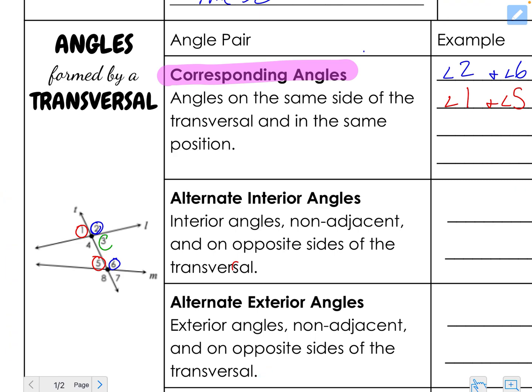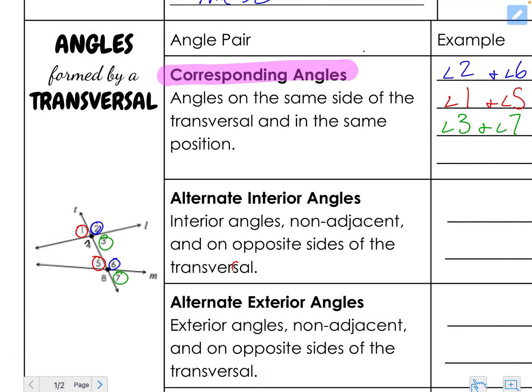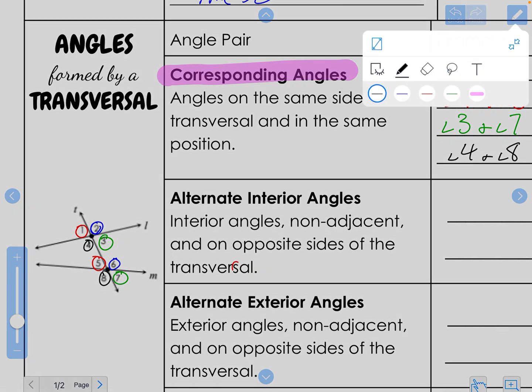If we look at angle 3, it's below L, but on the right side, which makes 7, below M and on the right side, its corresponding angle. And then finally, 4 and 8 are our last pair of corresponding angles. So again, same side of the transversal, right or left, and then the same position, either above or below one of the lines the transversal crosses.